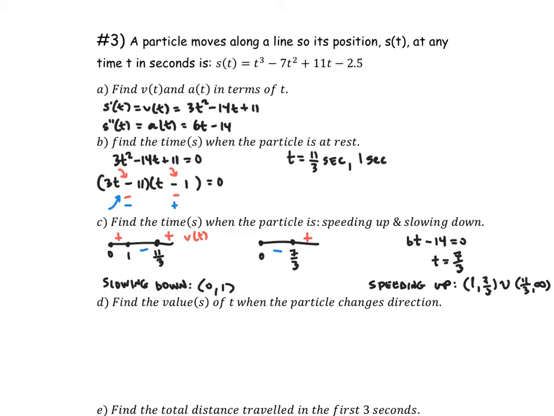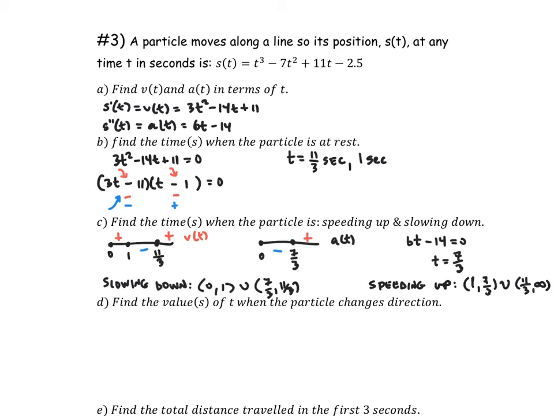Then from 7/3 to 11/3, the acceleration is positive, but the velocity is negative. So there you go: slowing down, speeding up.